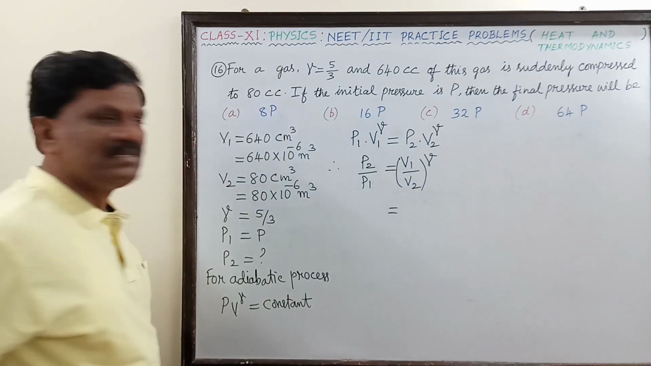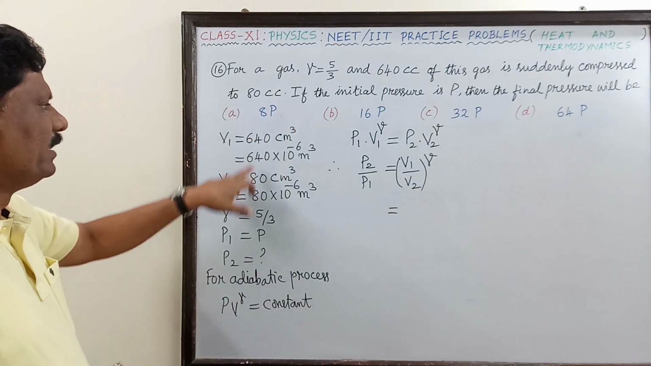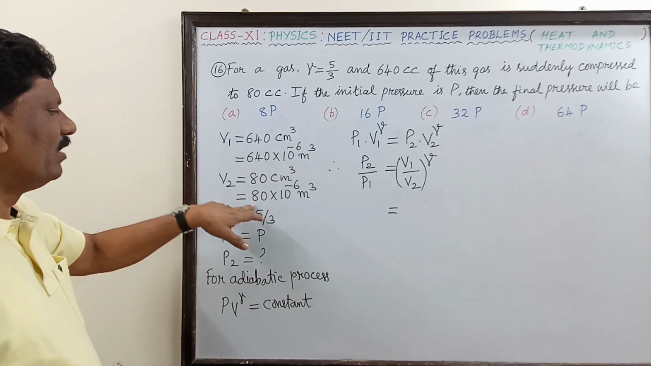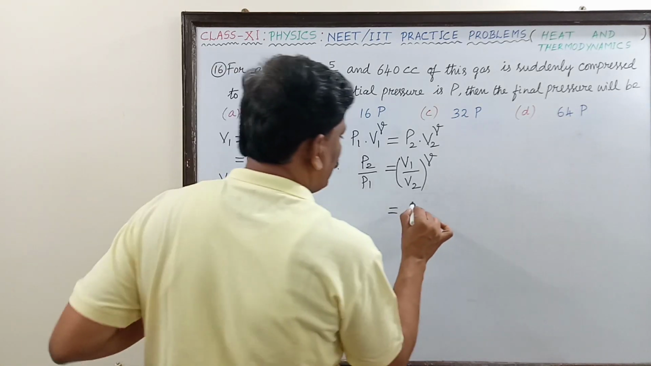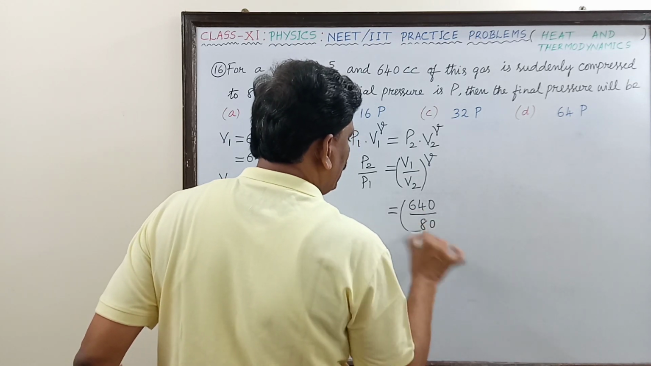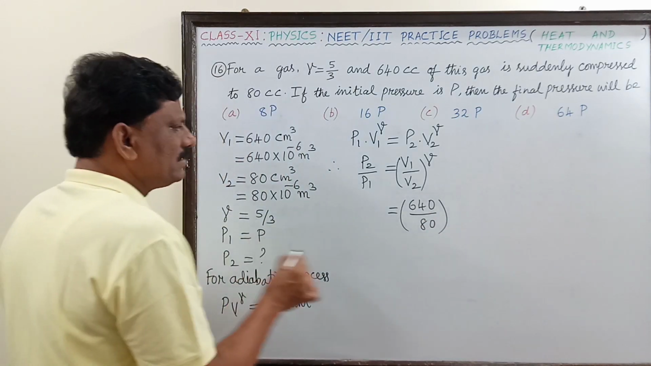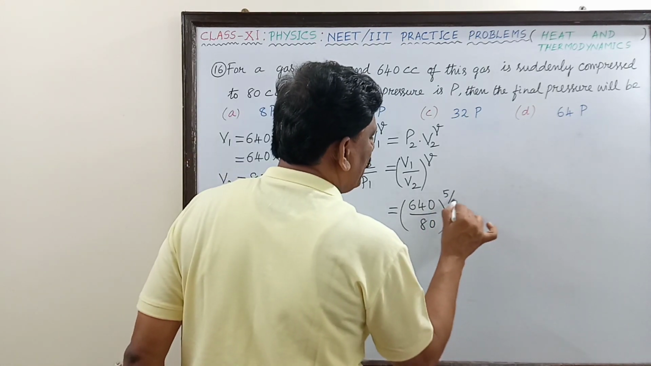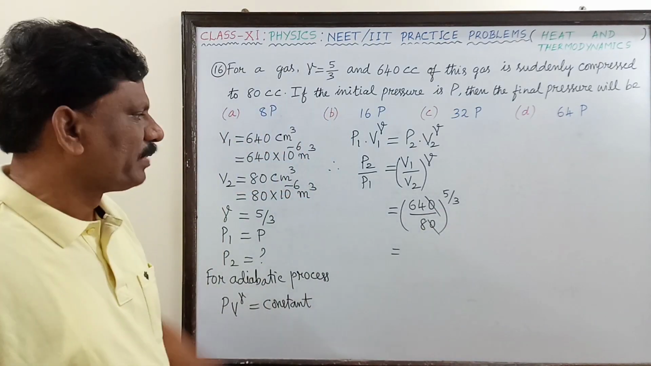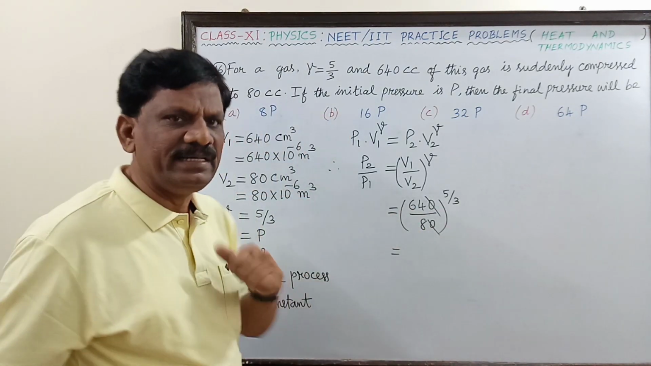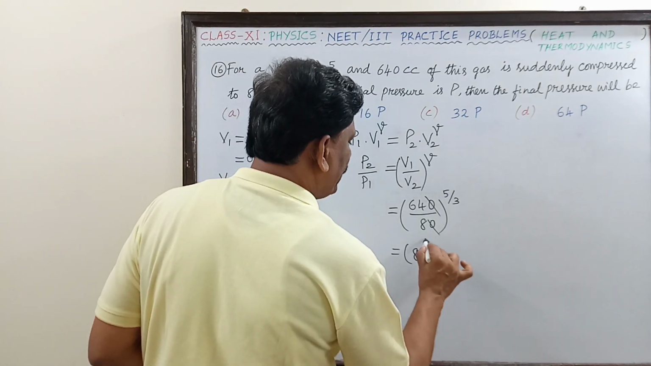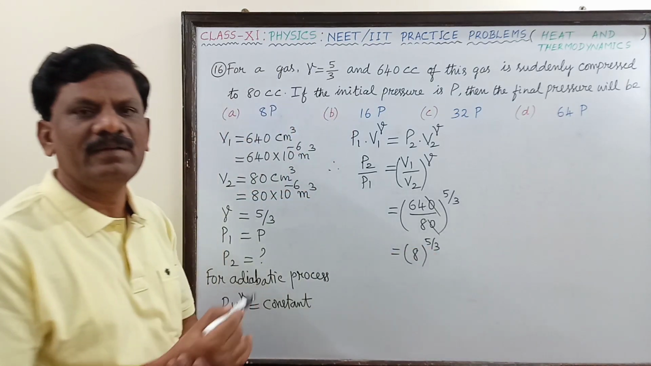So what is V1 and V2? The values are given here. This 10 power minus 6 is a common factor only, so we can divide 640 by 80. So this is equal to 640 divided by 80 whole power gamma, which is 5 by 3. So the 0 and 0 get cancelled. 64 by 8 is 8 itself, 8 8s are 64. So this must be 8 raised to the power 5 by 3.